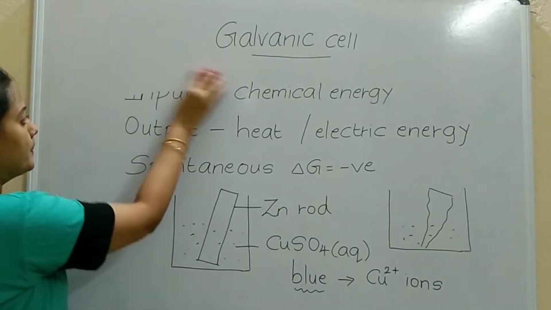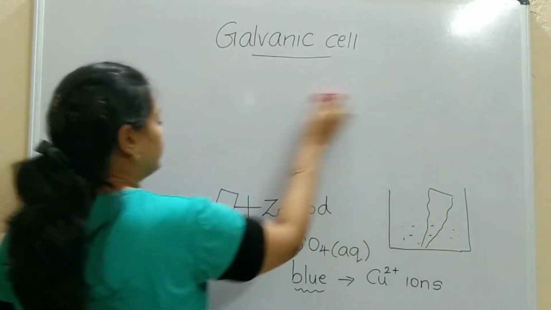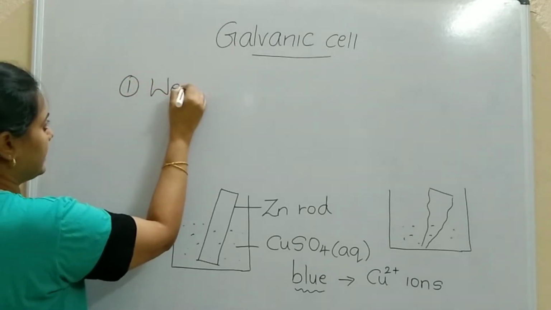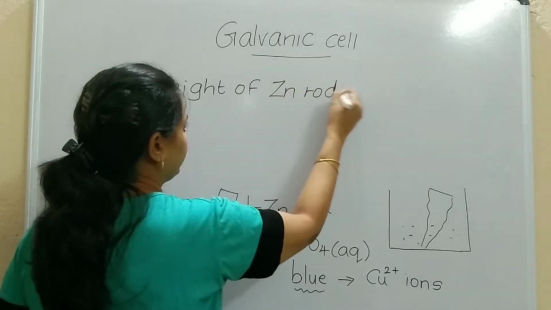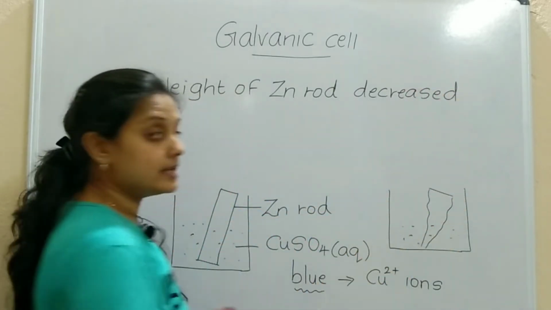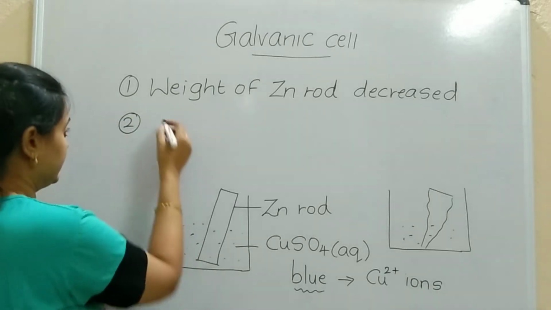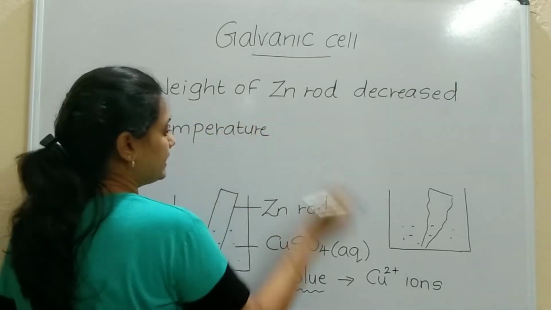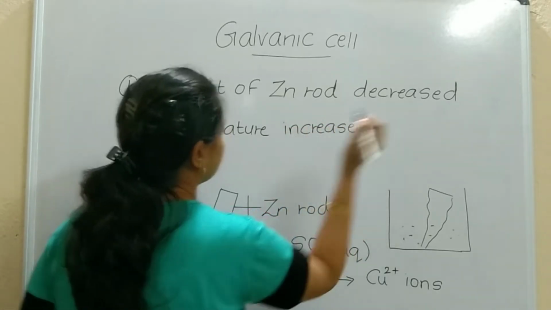So what were the four observations made here? The first observation was the weight of the zinc rod decreased. Correct. Second observation, temperature also increased. The temperature of the solution, or in the beaker, increased.